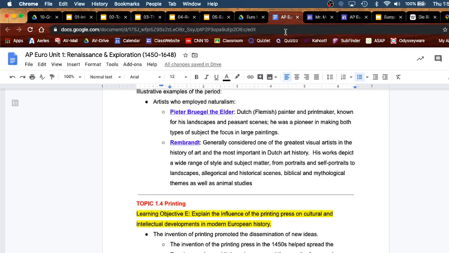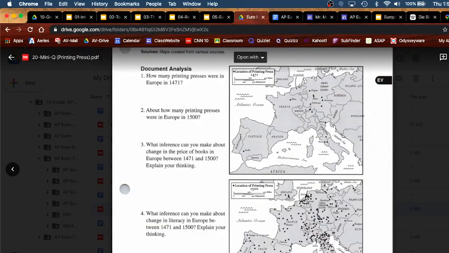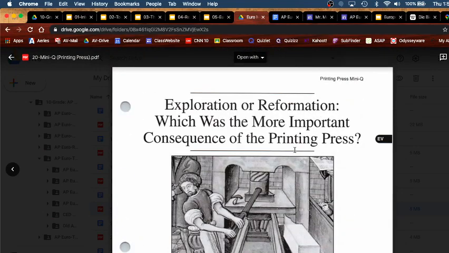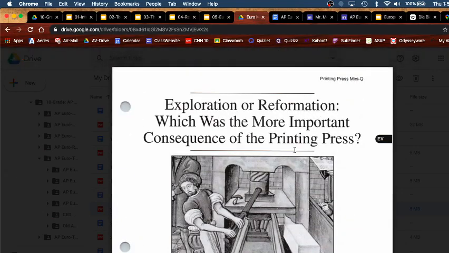In this class, what I decided to do early in the year was to give my students what we sometimes call a mini-Q. And this mini-Q was all about the printing press. It said, exploration or Reformation: which was the more important consequence of the printing press? And I love that because it ties together this first unit.